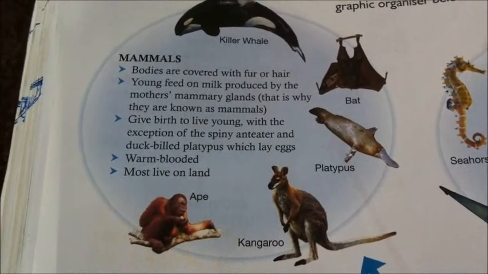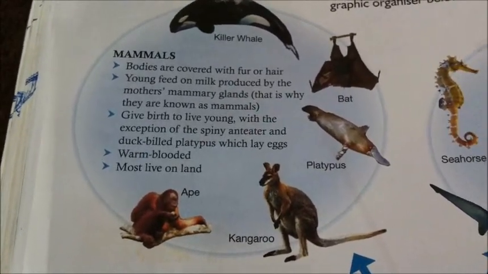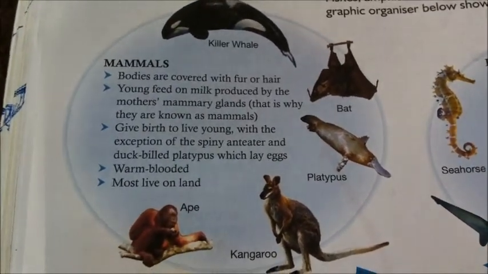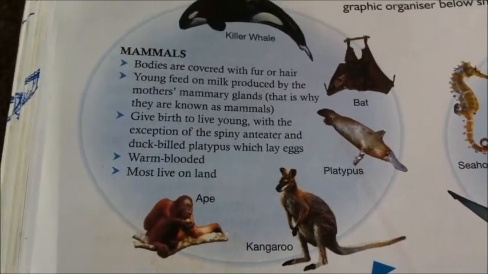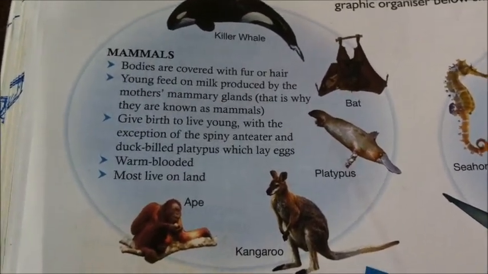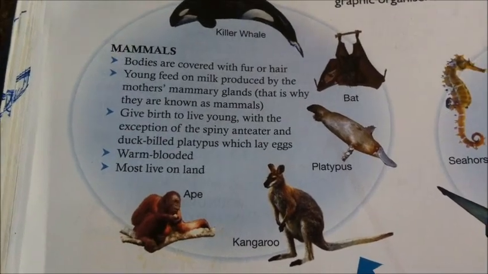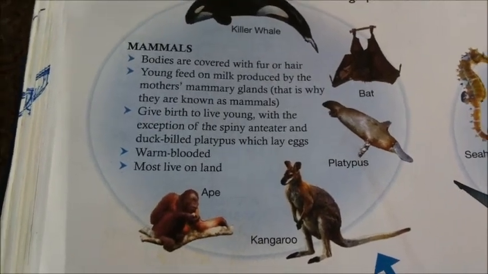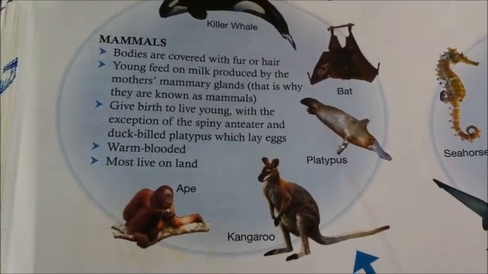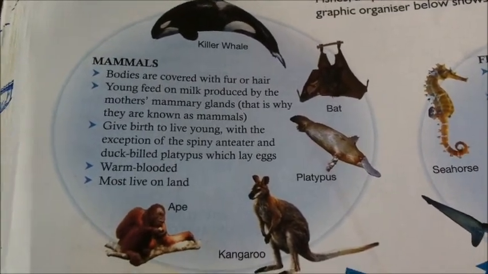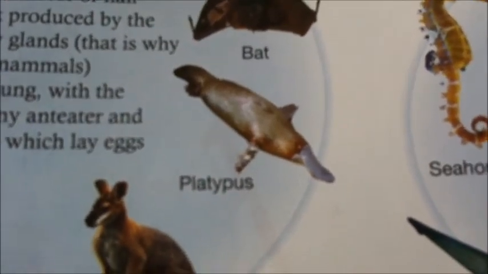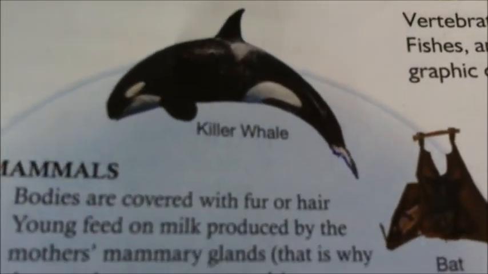Mammals: bodies are covered with fur or hair. Young feed on milk produced by the mother's mammary glands. That is why they are known as mammals. They give birth to live young, with the exception of the spiny anteater and duck-billed platypus, which lay eggs. Warm-blooded, most live on land. Some examples of mammals are ape, kangaroo, platypus, bat, killer whale.